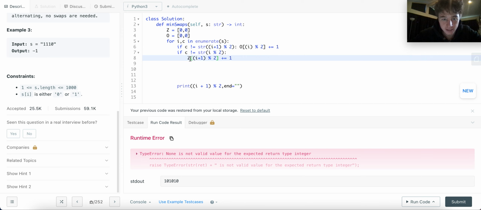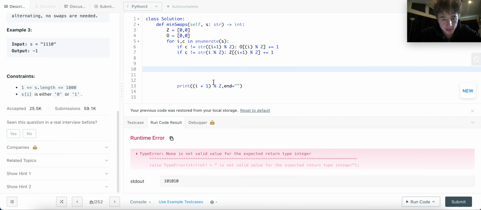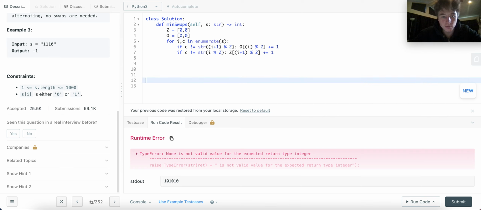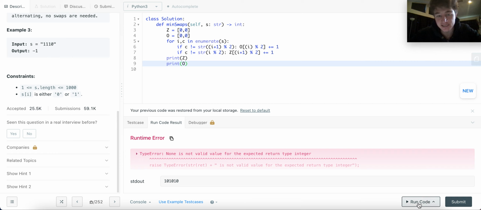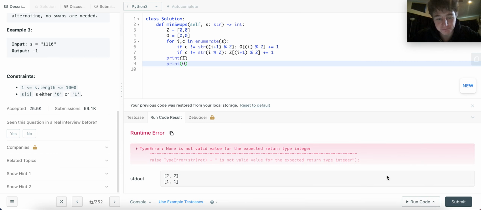All right, we'll put this on one line. And then just for posterity, we will print Z at the end, and we'll print O at the end. You might see that I said Z was representing the one that started at 0, but maybe it's the one that starts at 1, and it doesn't really matter.